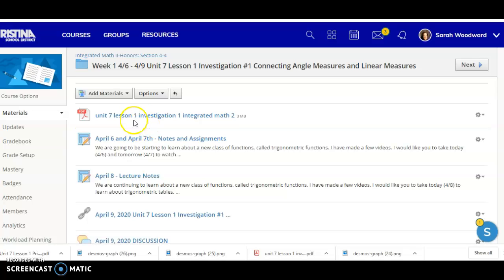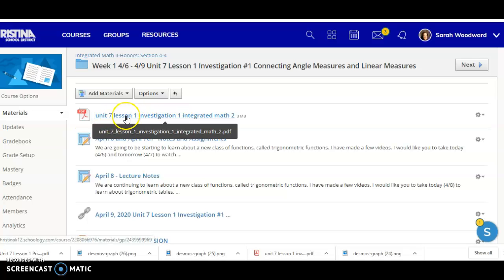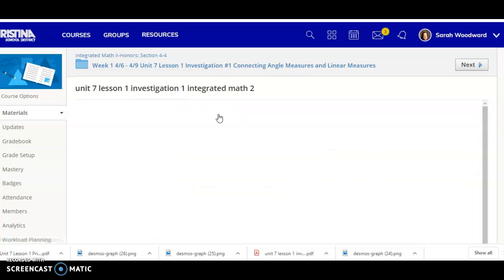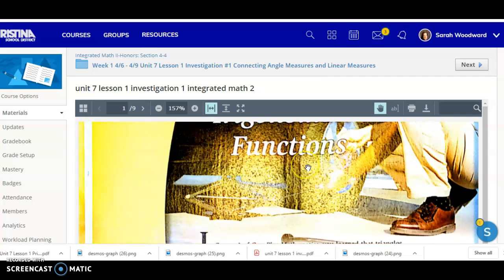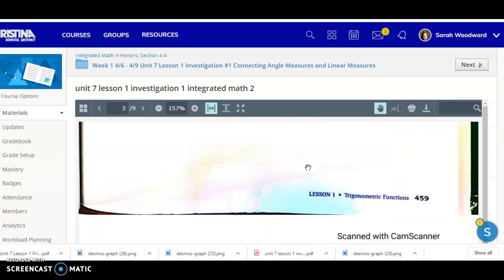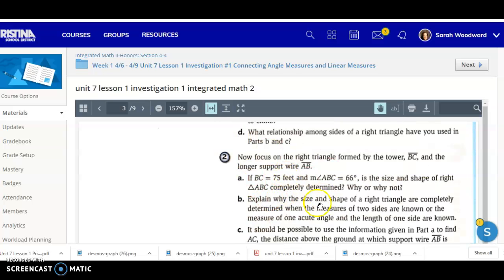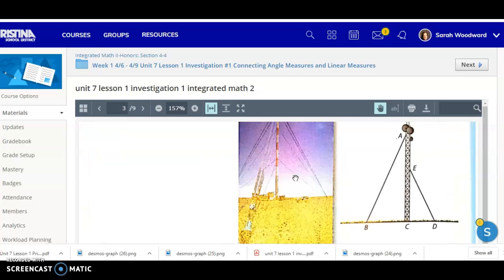And we open it up, and the first thing you see here is Unit 7, Lesson 1, Investigation 1, Integrated Math 2. If you open this up, this is just your textbook for the class. And if you wanted to look at this, you could. During the videos, I just pull different problems from here that we look at. So that's what that very first thing is.